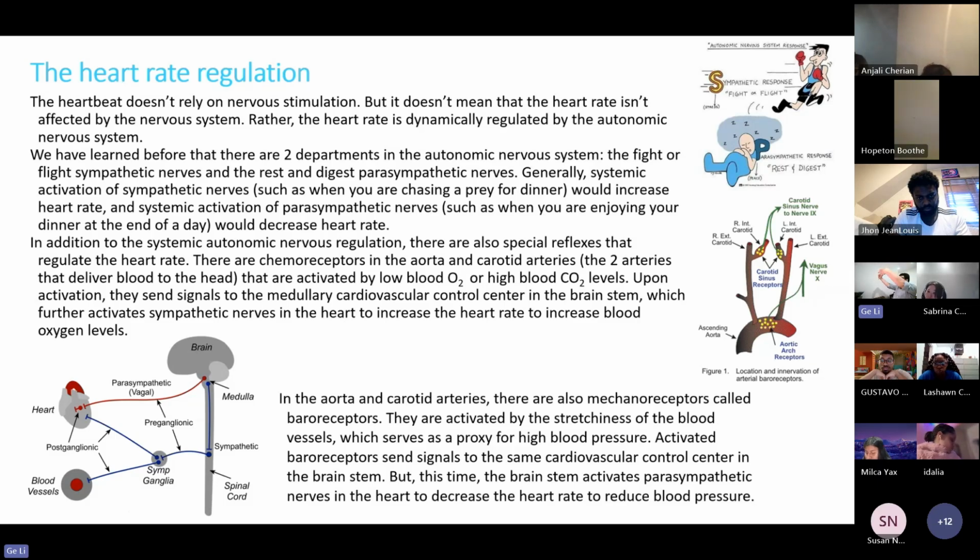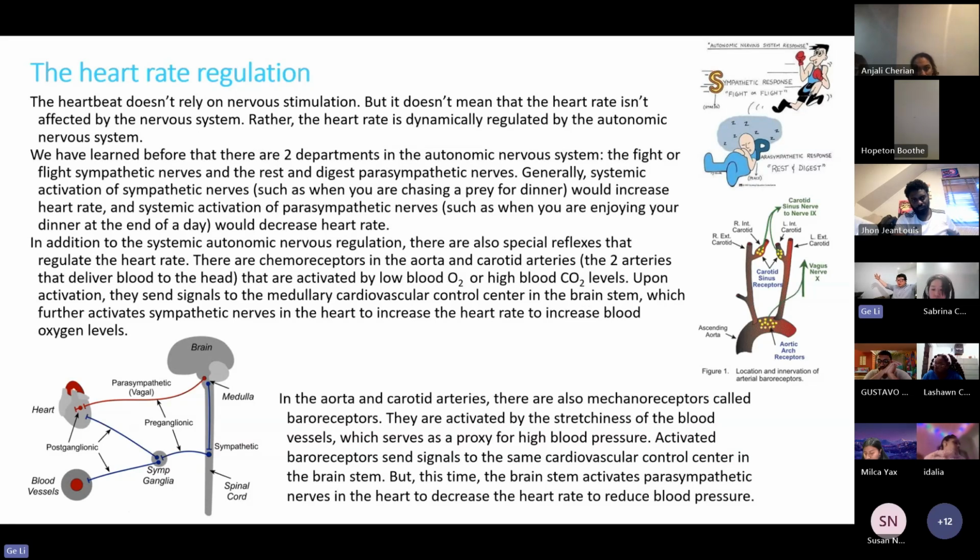I have two arms holding the blood vessel. How can I be activated? The blood vessel becomes larger, and I'm stretched. And when I feel stretched, I'm activated. What can cause the blood vessel to be larger? High blood pressure or low blood pressure? If this blood vessel is stretched larger, it means there's high blood pressure in this blood vessel.